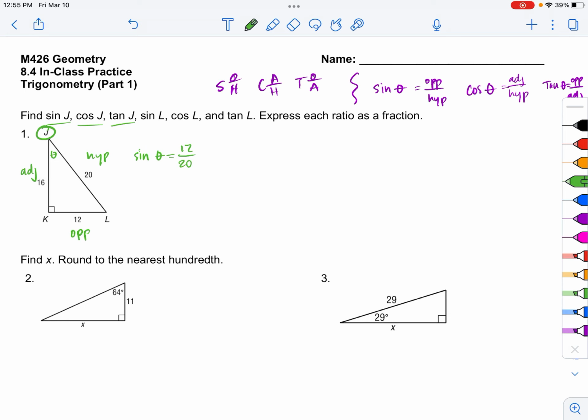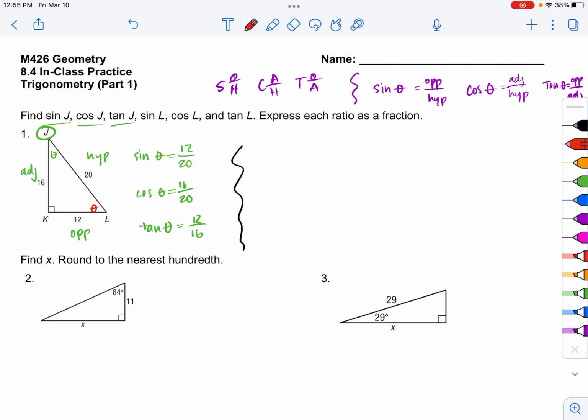Then we do the cosine from that same theta. So cosine theta is adjacent over hypotenuse. The adjacent side is 16, over hypotenuse, which is 20 again, and we're good to go there. And then the last one, tangent theta, because we're still using that same angle, is equal to the opposite, which is 12, over the adjacent side, which is 16. Okay.